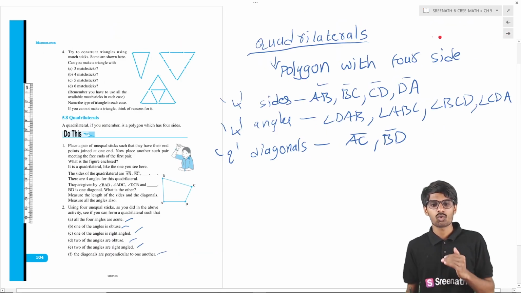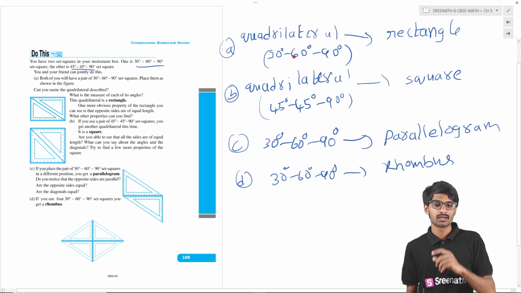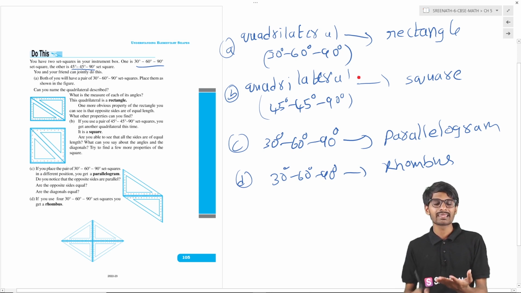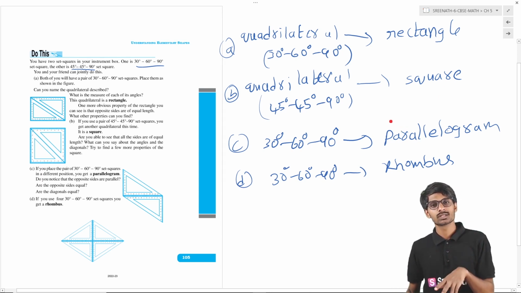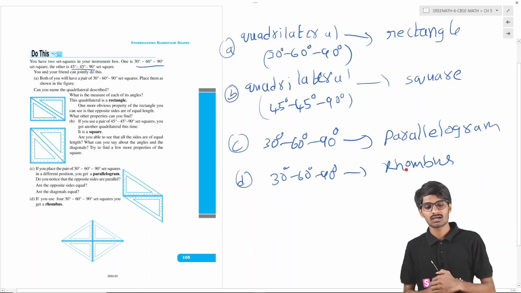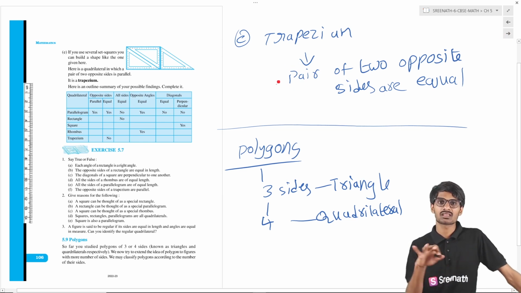So next thing is about quadrilaterals, students. A quadrilateral is a polygon with 4 sides. It has 4 sides, 4 angles, 2 diagonals, students. A rectangle is one type of quadrilateral in which all the angles are 90 degrees. A square is one type of quadrilateral. All angles are 90 degrees. All sides are equal. Parallelogram, in this there are 2 pairs of parallel sides. Rhombus, it also has 2 pairs of parallel sides, and diagonals are equal, like that, students. Next thing is trapezium. It has a pair of opposite sides parallel, students. Like that, these are the quadrilaterals.